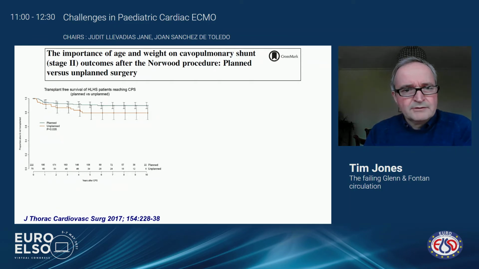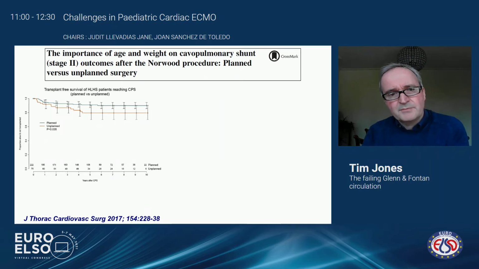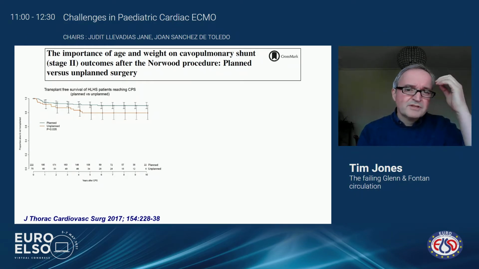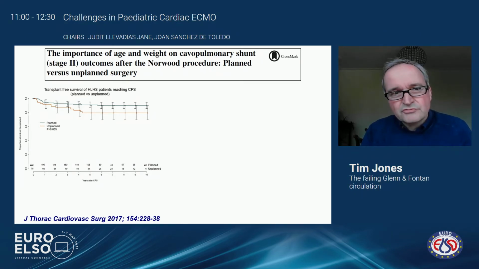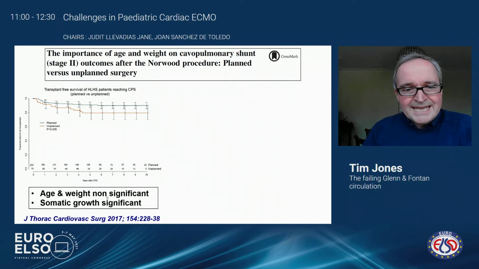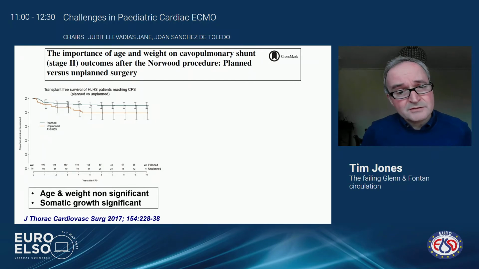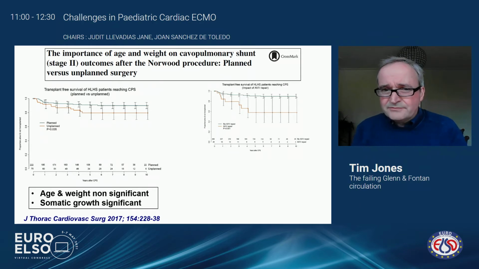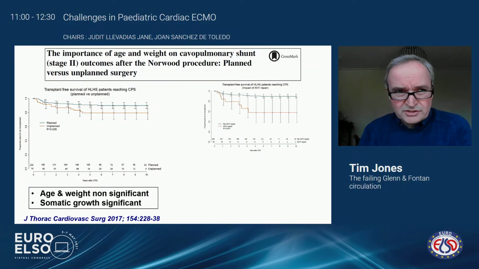Now, interestingly, what we found was that looking at transplant-free survival over a period of time after the Glenn procedure, planned versus unplanned did reach significance in that you had a greater outcome if you had a planned operation, but it wasn't as big as we thought it was going to be. And in fact, age and weight themselves were non-significant indicators of survival or transplant-free survival. And somatic growth was more important. So meaning if you're growing well, if you're thriving, even if you're ahead of 3 months of age, you'll probably do well with a Glenn.